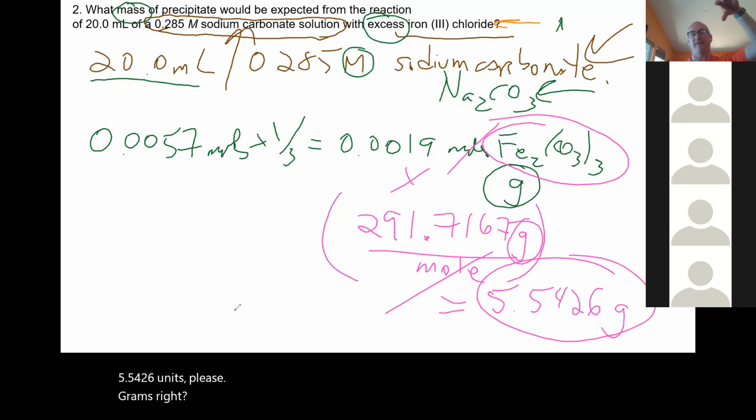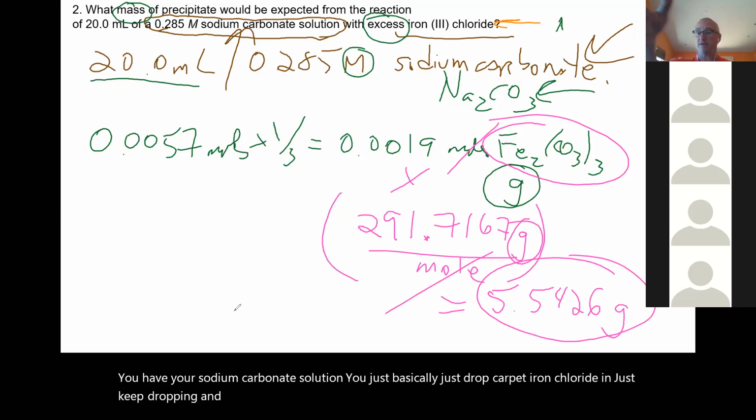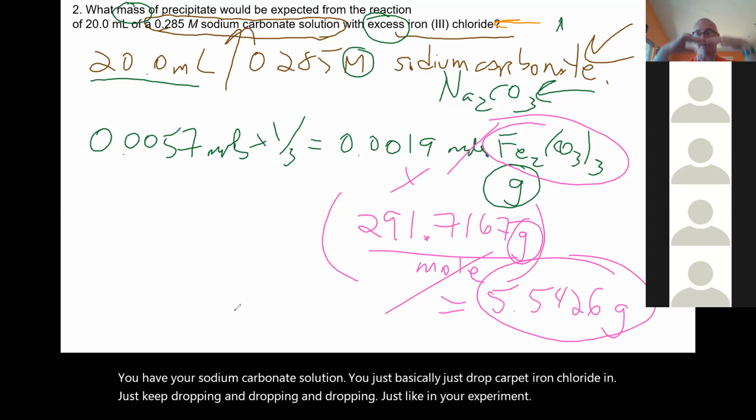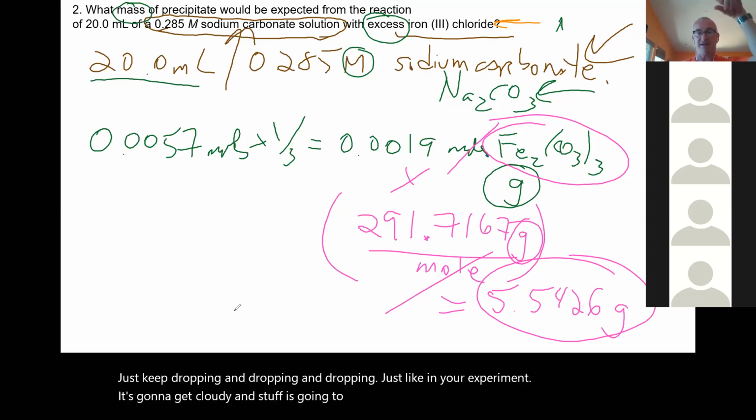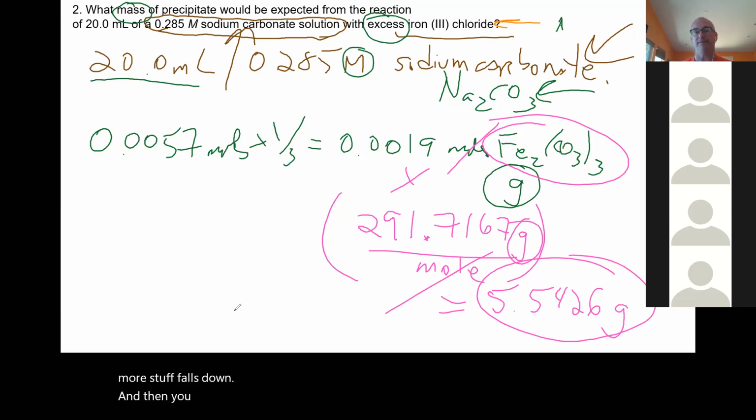So when you have your sodium carbonate solution, you're going to just drop iron chloride in. Just keep dropping and dropping, just like in your experiment. And it's going to get cloudy and stuff's going to start to fall down. You just keep adding it until no more stuff falls down. And then you get rid of the solution, probably wash it with some water, and then dry it. That's how you would actually do it in the lab.